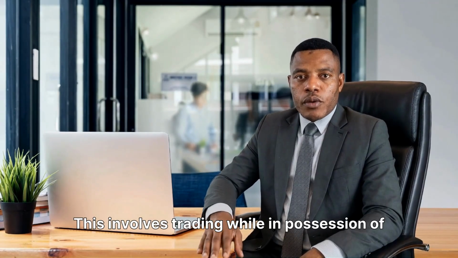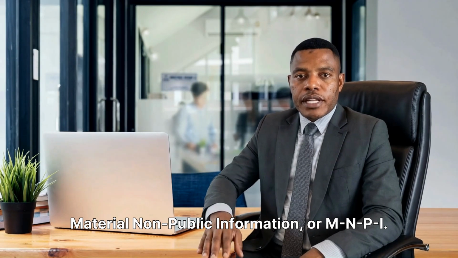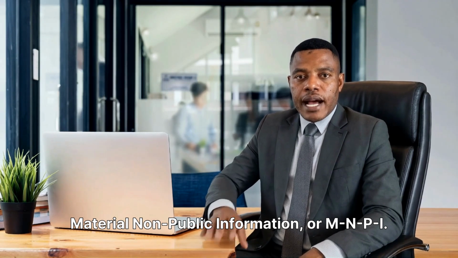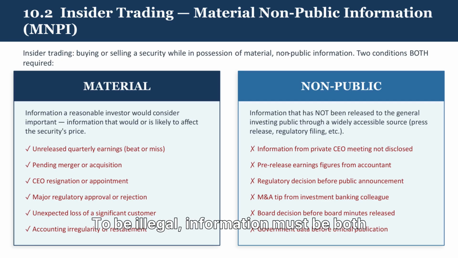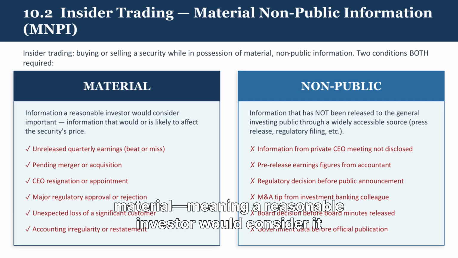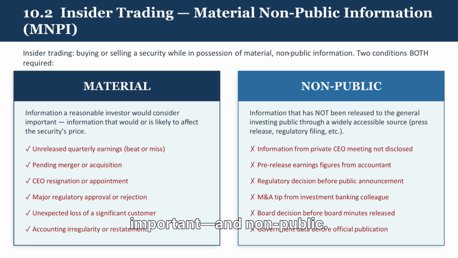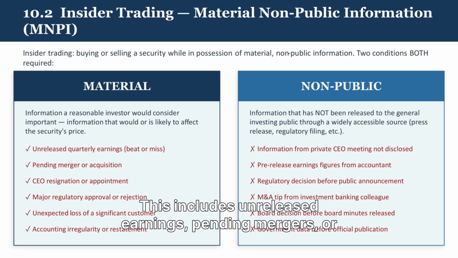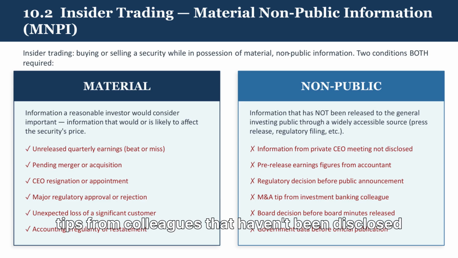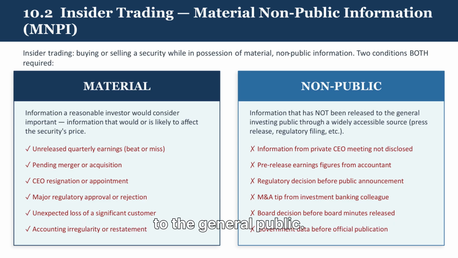This involves trading while in possession of material non-public information, or MNPI. To be illegal, information must be both material, meaning a reasonable investor would consider it important, and non-public. This includes unreleased earnings, pending mergers, or tips from colleagues that haven't been disclosed to the general public.